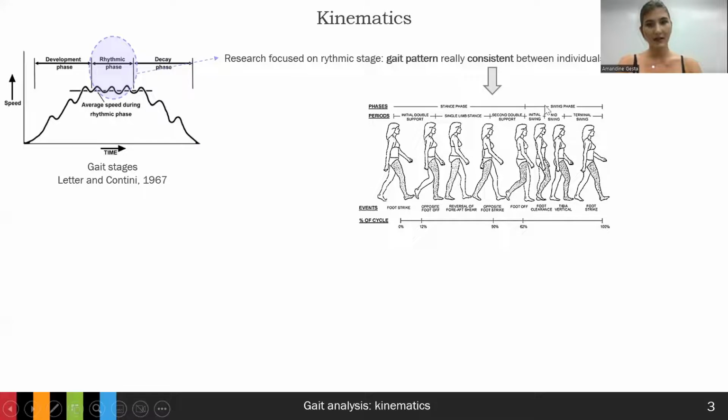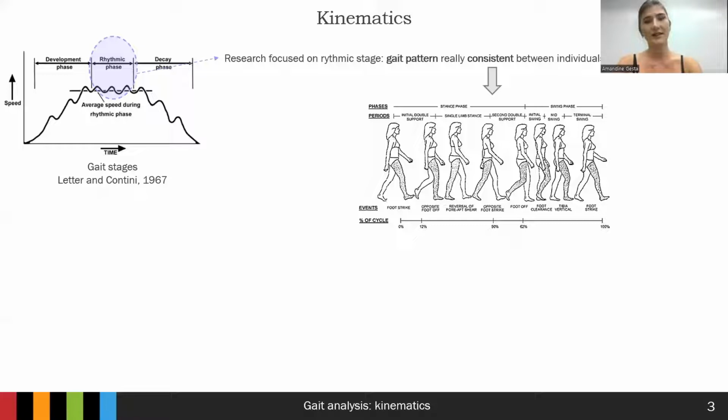Here the stance phase and then the swing phase. This gait cycle is the gait cycle of a right leg. So the stance phase is when the right leg is in contact with the floor, and the swing phase is when the right foot is oscillating in the air. You can also see that each phase is divided into several periods.